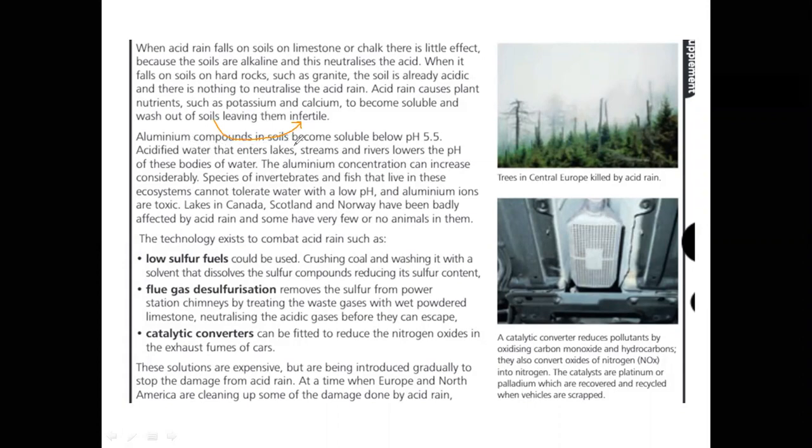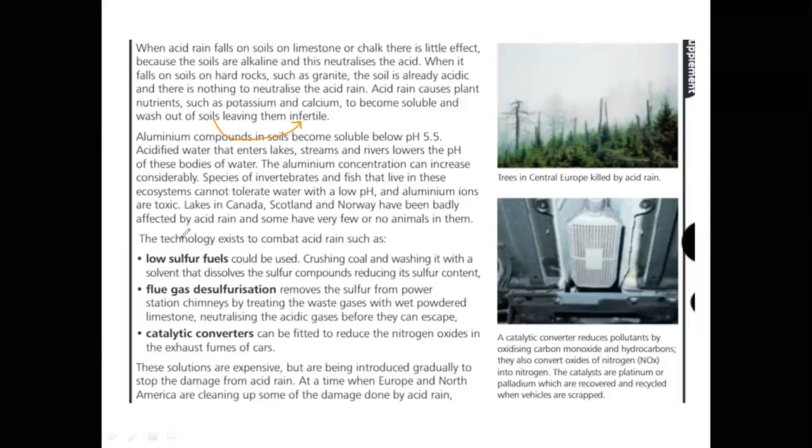Aluminium compounds in soil become soluble below pH 5. If pH falls below 5, the aluminium compounds in soil will become soluble and will reach the river, and that aluminium is also toxic for aquatic life. So these are the disadvantages of acid rain.